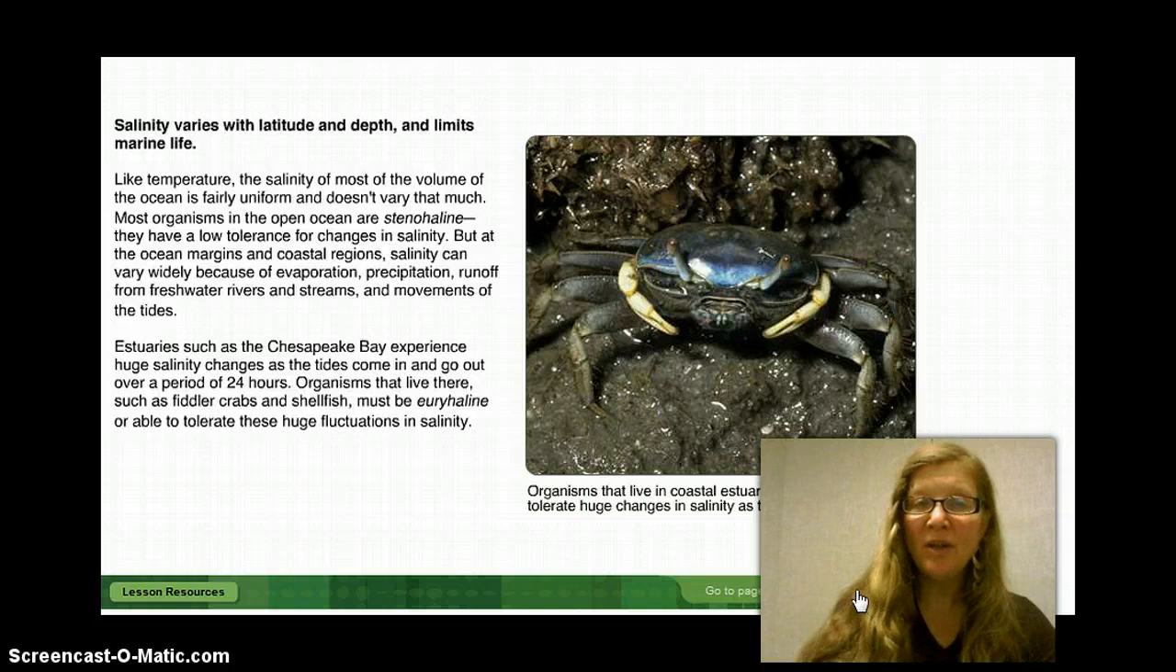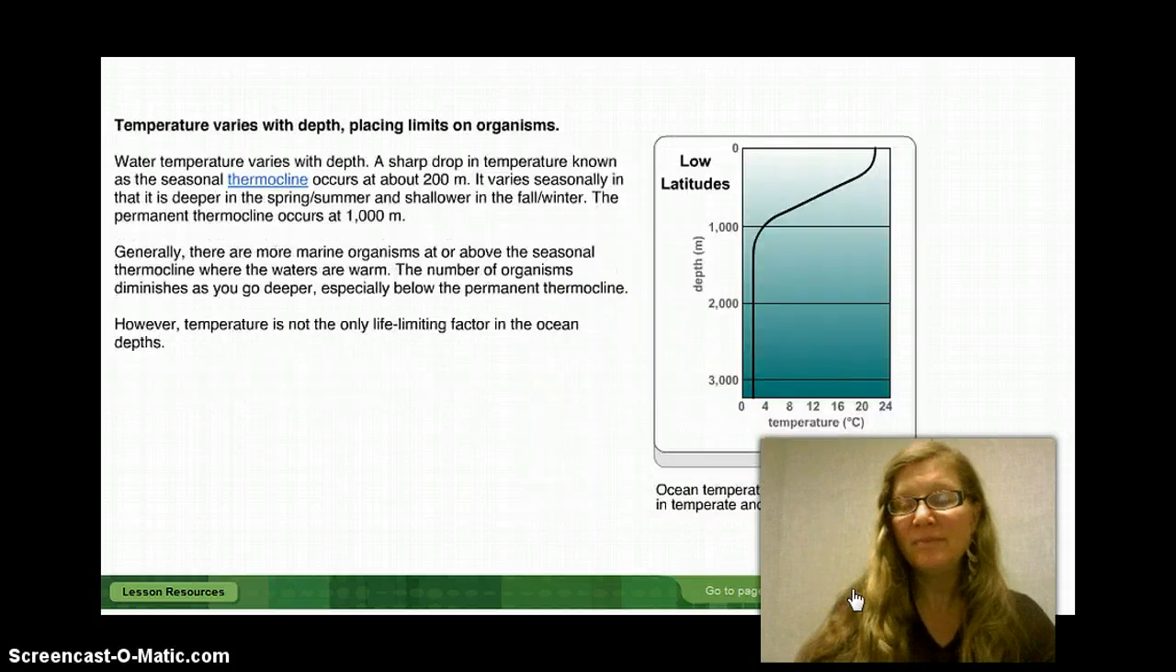Salinity, as you recall, varies with latitude and depth, and it also has limits on marine life. While most of the volume of the ocean is fairly uniform and doesn't vary that much, most organisms in the open ocean are stenohaline and have very low tolerance for changes in salinity. But there are areas, of course, like the ocean margins and coastal regions like estuaries, where you have evaporation and an influx of fresh water from rivers and streams, so you have a very large change in the salinity content, and these are called euryhaline. They have a very different tolerance.